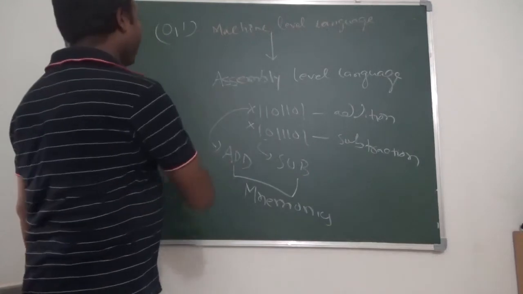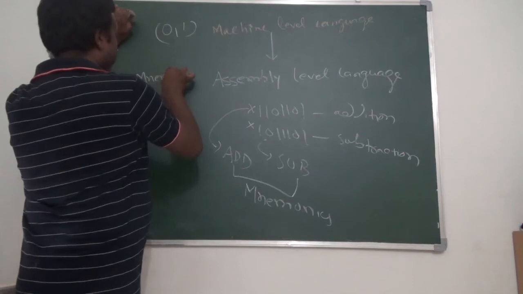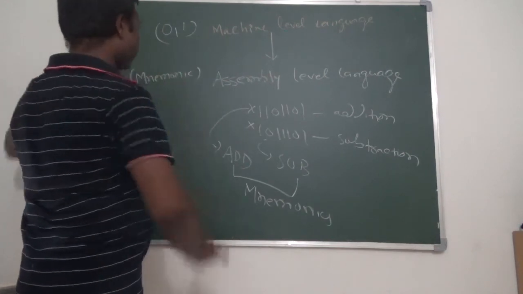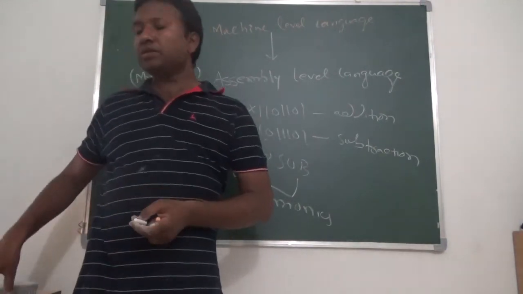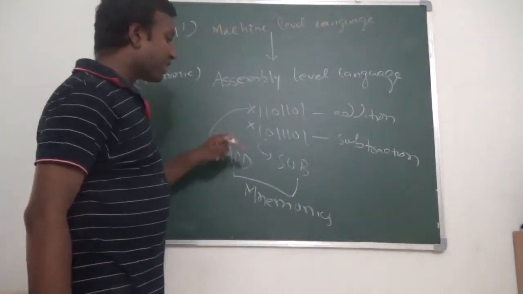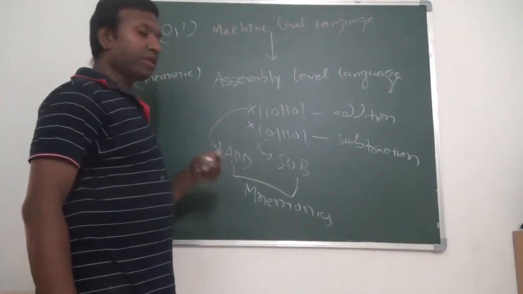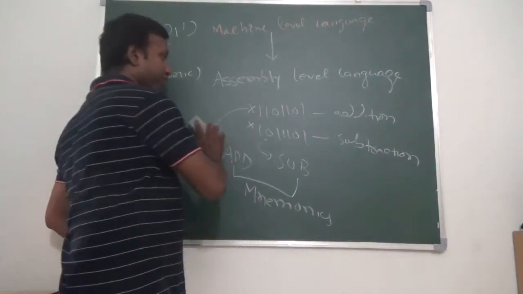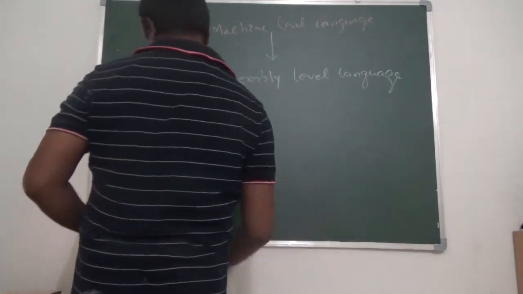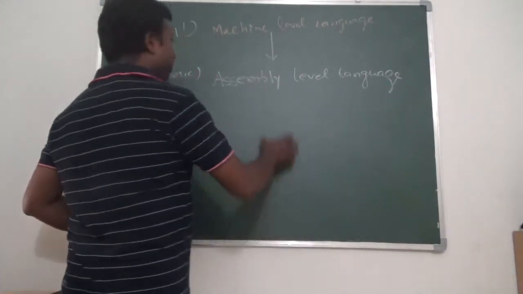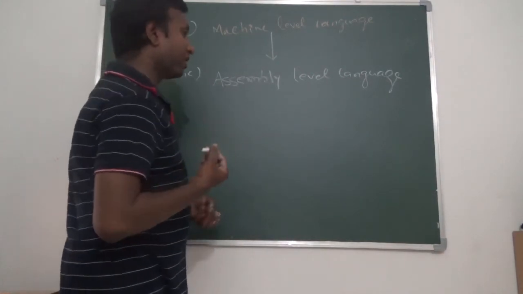So in assembly level language, we are not using 0 and 1, rather we are using mnemonics, right? And mnemonics are basically the short forms of the command, in some high level language, in some natural language. Here we are using English as a natural language, mostly. But again, this language is a little complex.